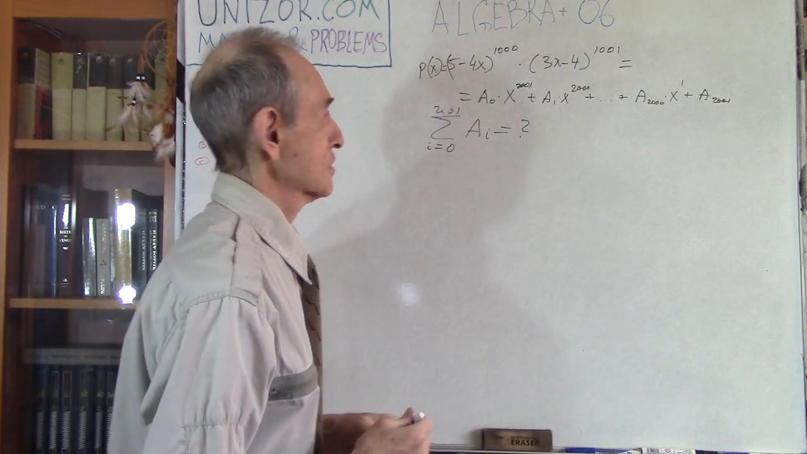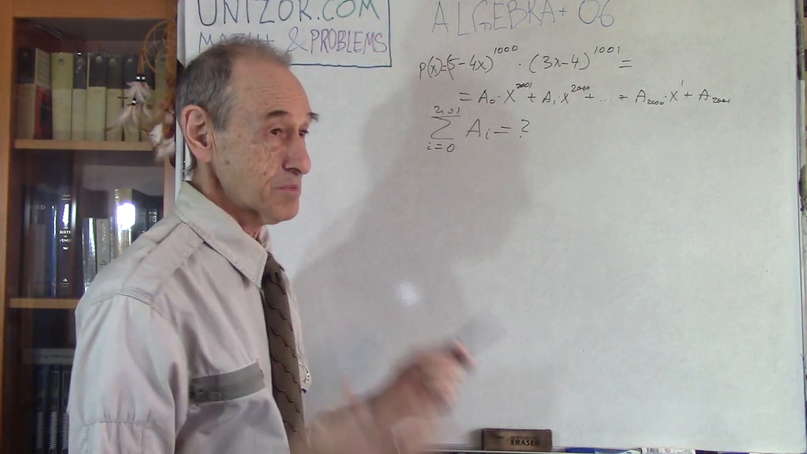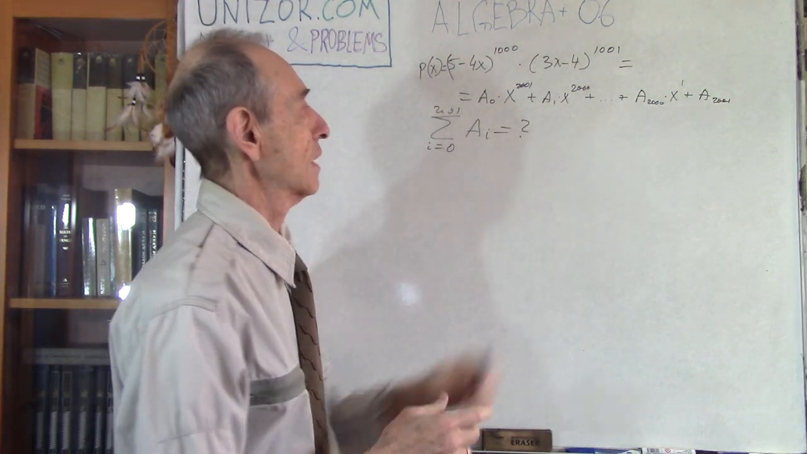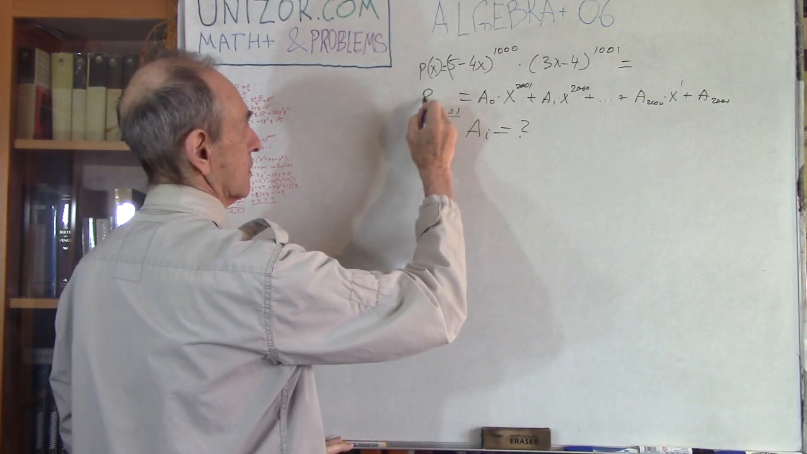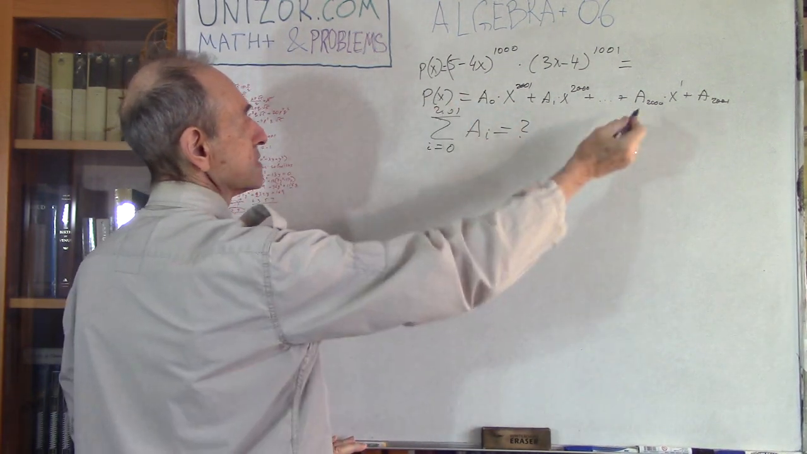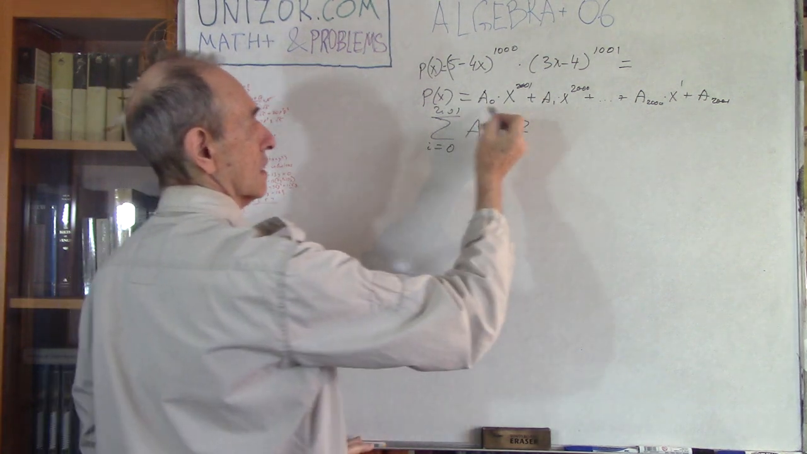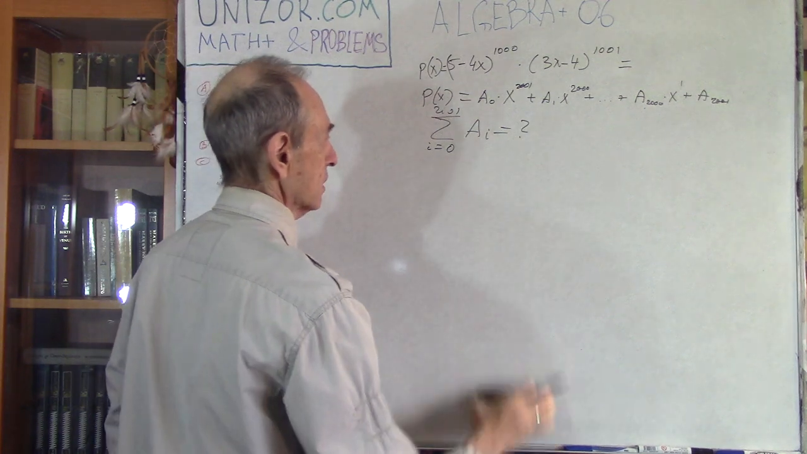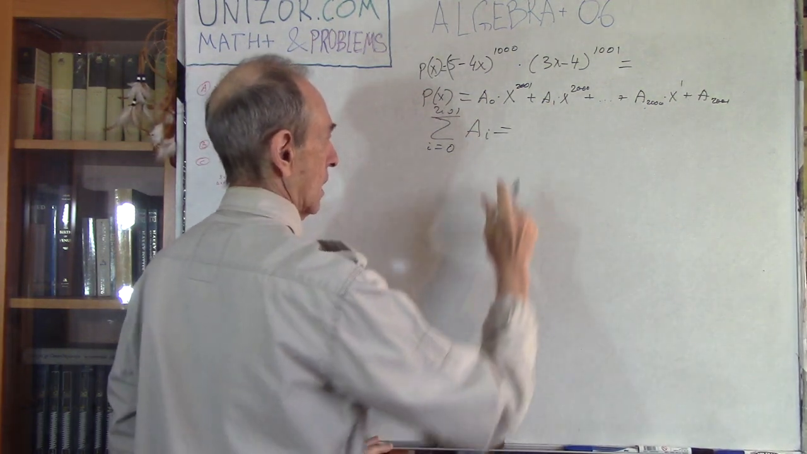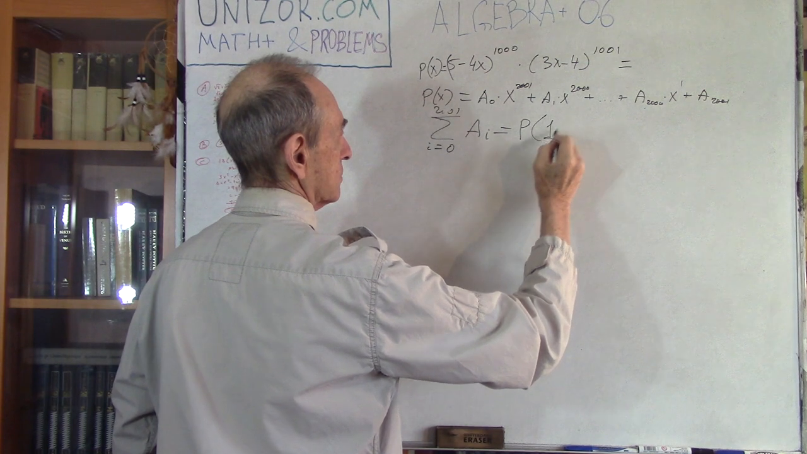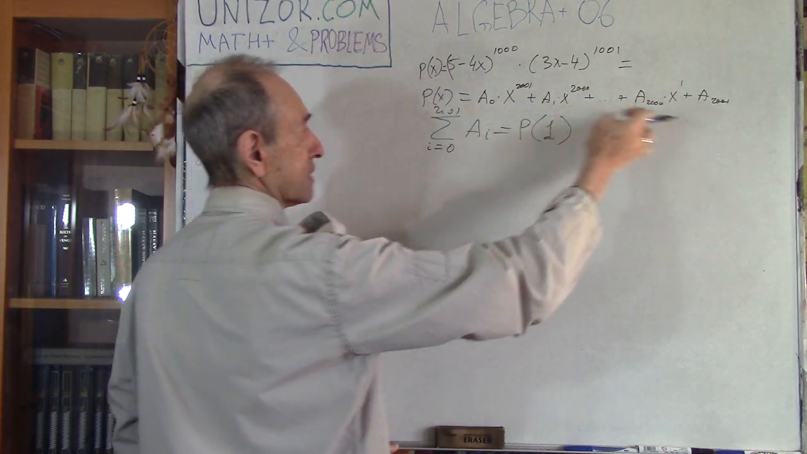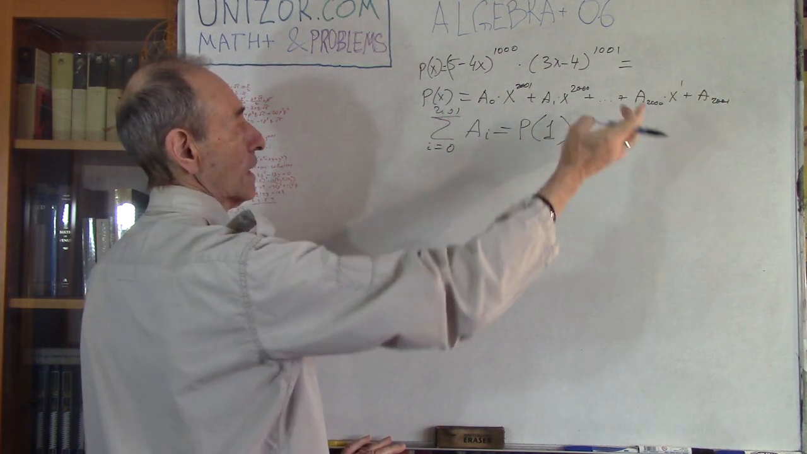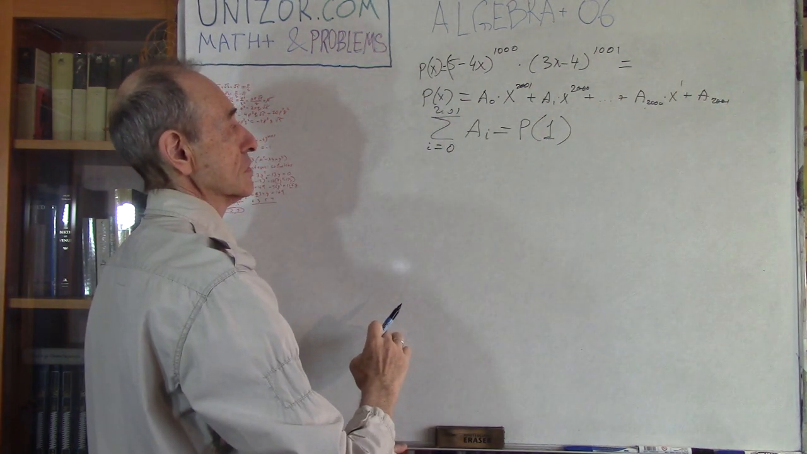Well, let's just think about it. The smart person says, if this is a canonical representation of the polynomial P of X, what is the sum of all these coefficients? Well, that's actually P of 1. If you put 1 instead of X, all these X to the power will be 1, which means you will have the sum of these coefficients.